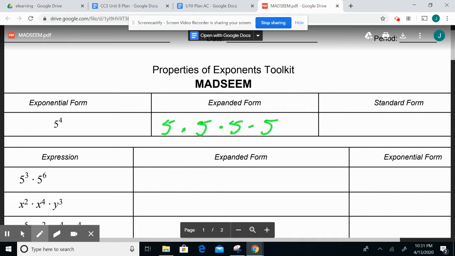Now, the standard form, and you're not really going to have to write this, but just so you know, is going to be 5 times 5 times 5 times 5, and that is going to be 625 in this case. We're not actually going to simplify to standard form very much as we move forward, but it's good to know what that means. Standard form would just mean simplify it to the number. Expanded form, spread it out.